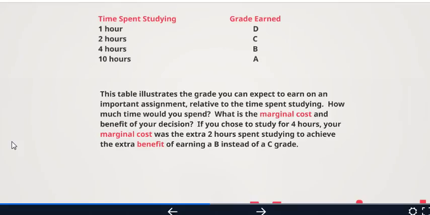If you chose to study for 4 hours, your marginal cost was the extra 2 hours spent studying to achieve the extra benefit of earning a B instead of a C. So you studied for 4 hours, which was 2 more hours than earning a C. So your cost was 2 more hours, and your benefit was the higher grade.